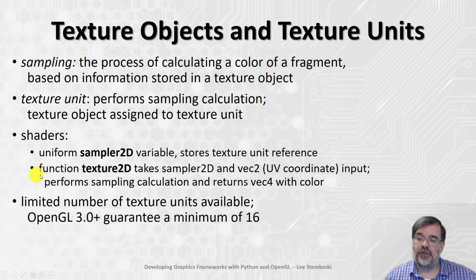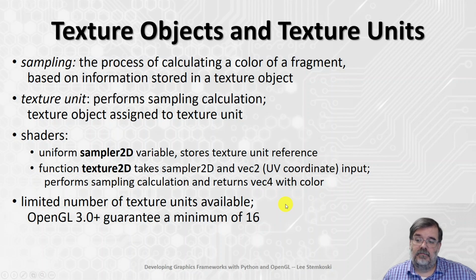Within the shader, we'll also use a function called texture2D. And this takes two parameters as input: the sampler2D, which is the texture unit, which stores the reference to the texture object, and also a vec2, which stores the UV coordinates, which says which point we're going to get from the texture object. The function texture2D performs that sampling calculation, and the output is a vec4, which stores the color, the RGBA data.